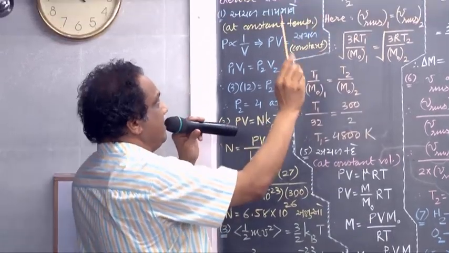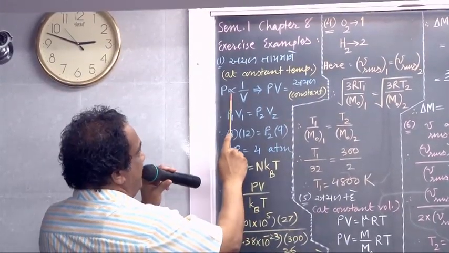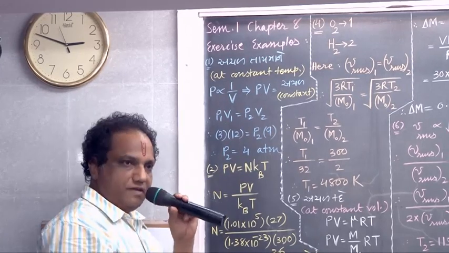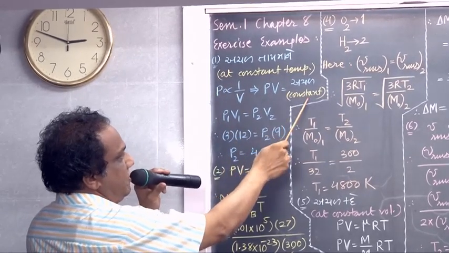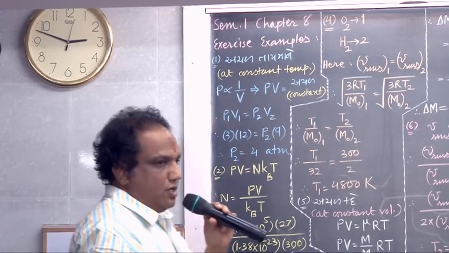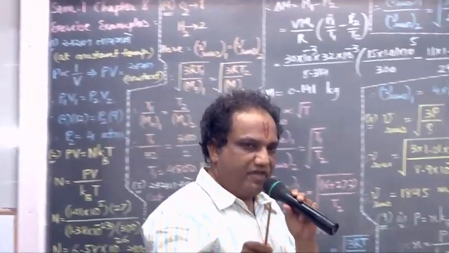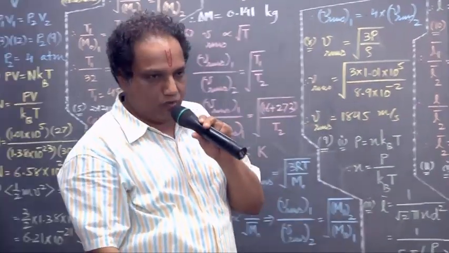Come on, what is the mathematical form of Boyle's law? P varies as 1 upon V. Transfer this V here, so P into V will remain constant. You may think the other way, PV equals to mu RT.